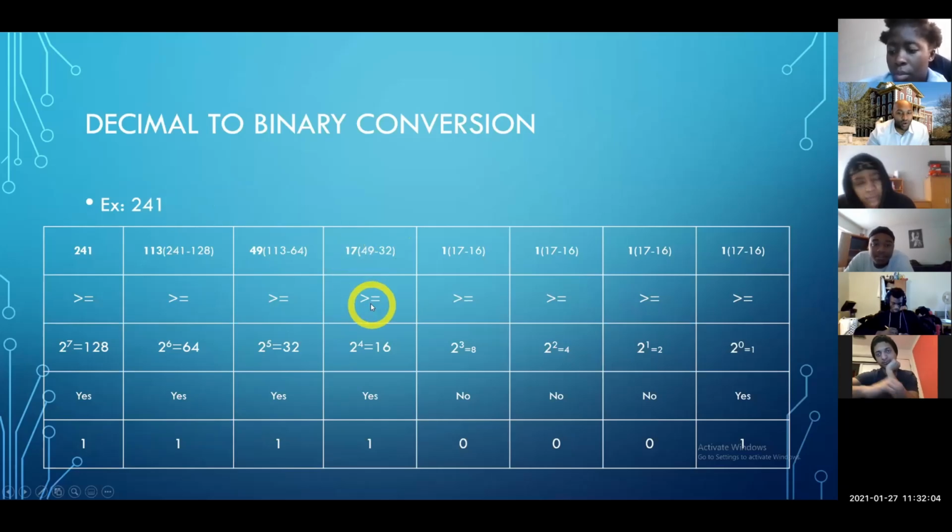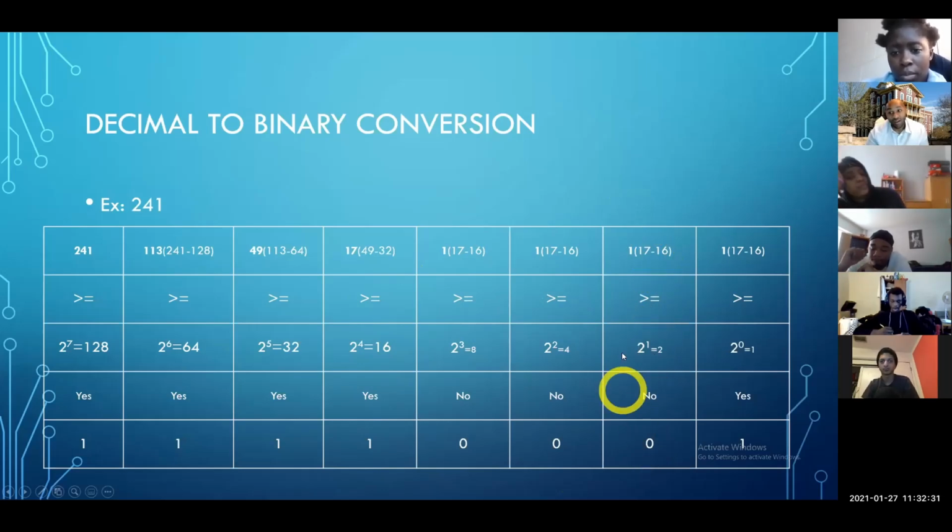Is 17 greater than or equal to 16? If that answer is yes, you put a 1. Then you subtract 16 from 17. So now we have 1. Is 1 greater than or equal to 8? No. You put a 0. You carry that over. Is 1 greater than or equal to 4? No. You put a 0. Carry it over. Is 1 greater than or equal to 2? No. Put a 0. Carry that over again. Is 1 greater than or equal to 1? Yes. We put a 1. Do you want me to run through that again?